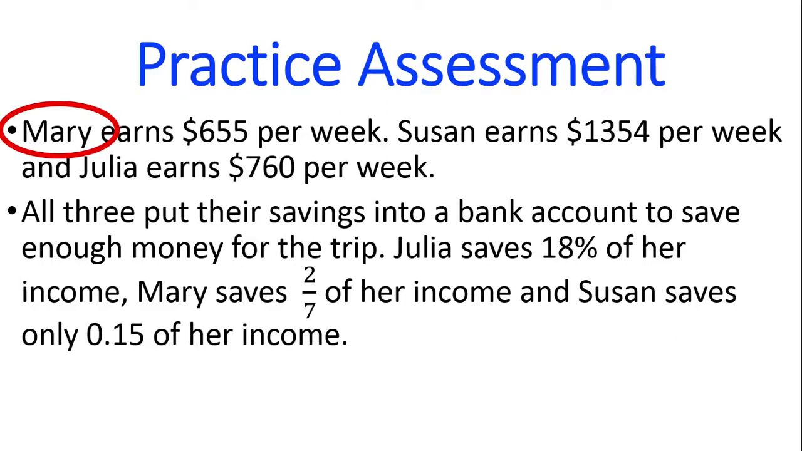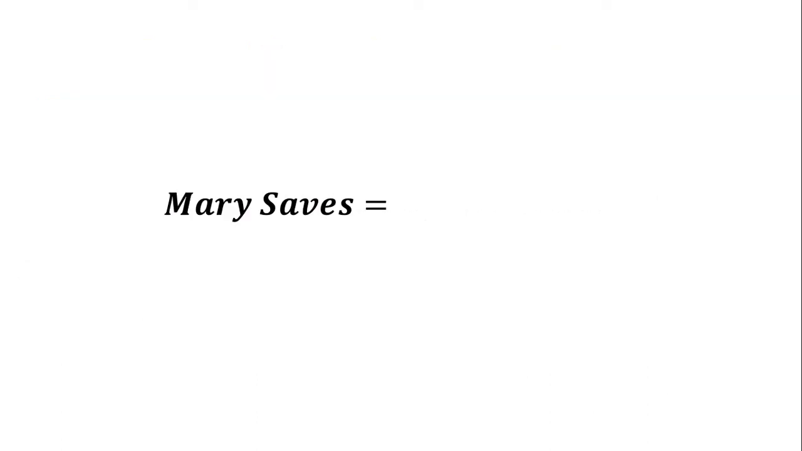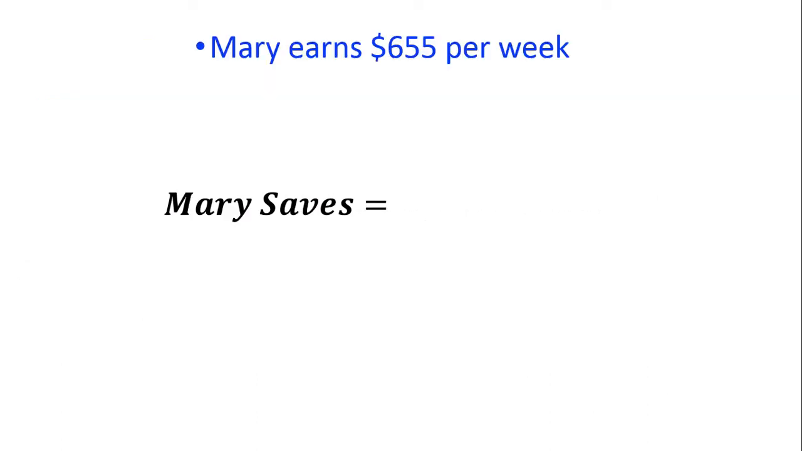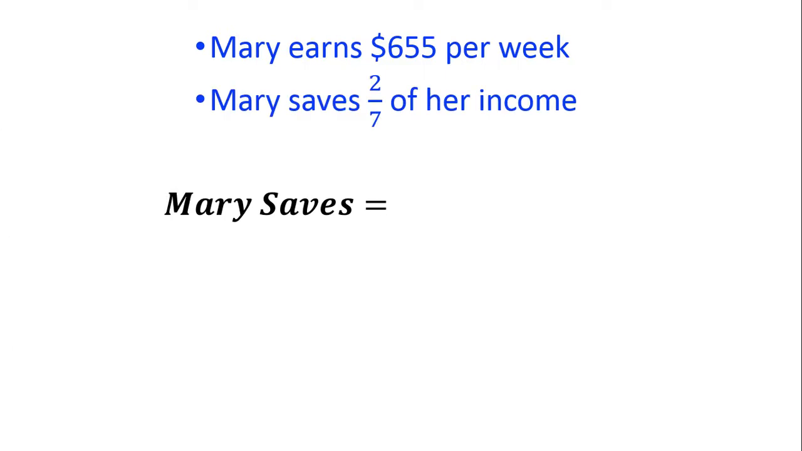Okay, so I'm going to start with Mary. Now I want to look for all the times that we refer to Mary and any numbers that belong with Mary. So I know Mary earns $655 per week. That's one piece of information about Mary. Another piece of information is that Mary saves 2/7 of her income. So those are the pieces that I just want to use for now. So I'm going to focus on that separately now. So there's the 2 bits of information. Mary earns $655 per week and saves 2/7 of her income.